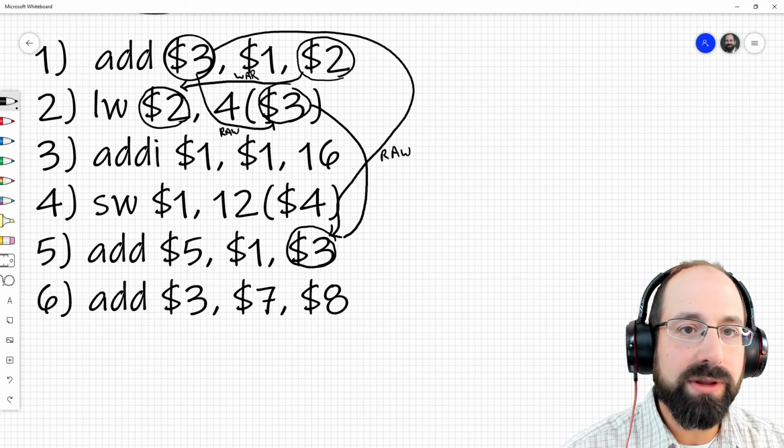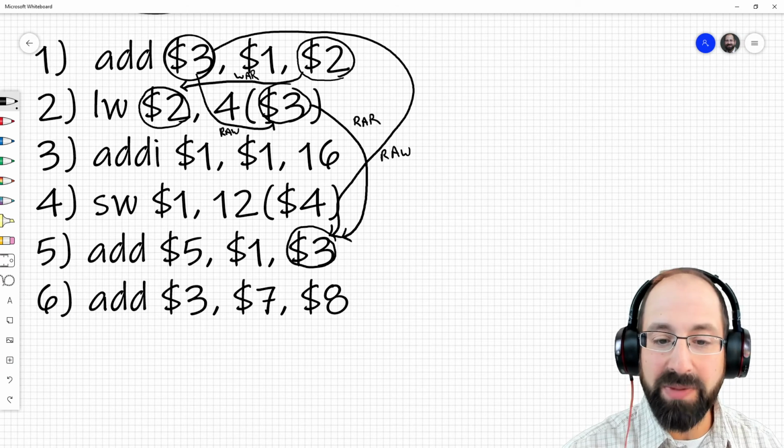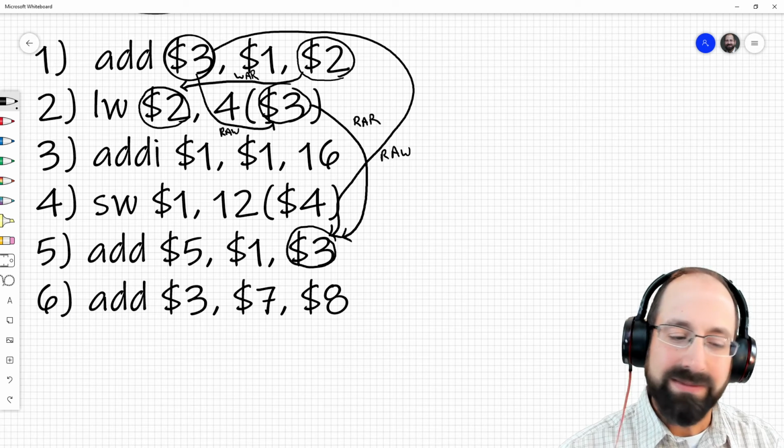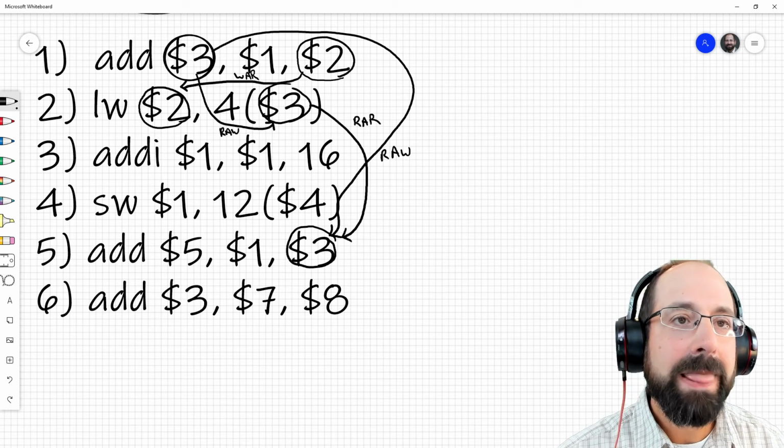We have our dependency between that 3 and that 3. That is very much a read after read dependency. Both instructions are reading it. Shouldn't be an issue for us, but it's there. It's a dependency that exists in our code.